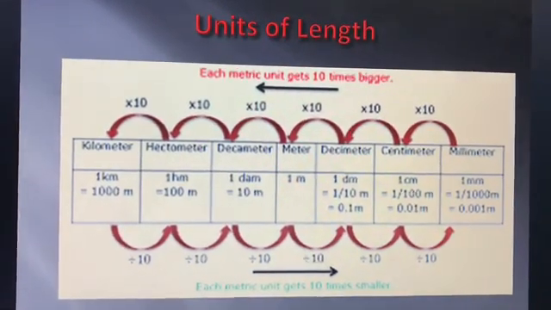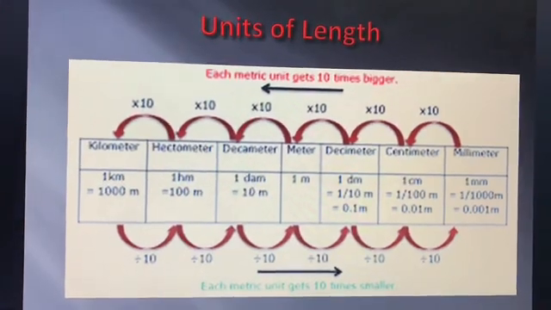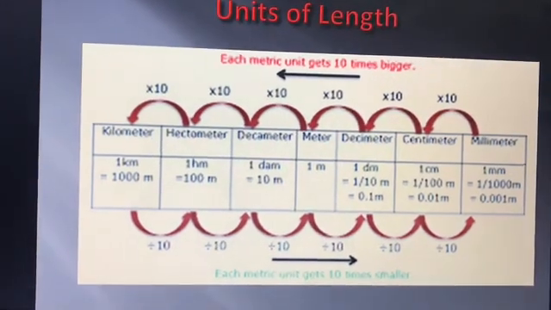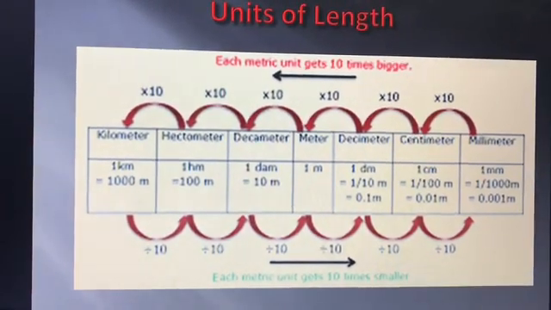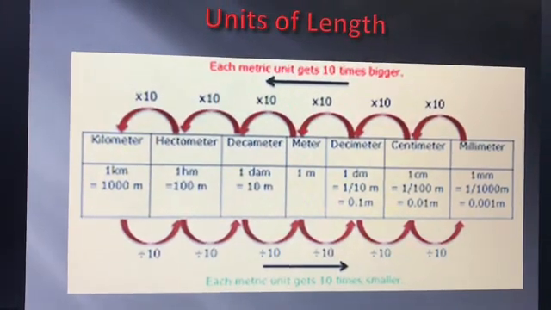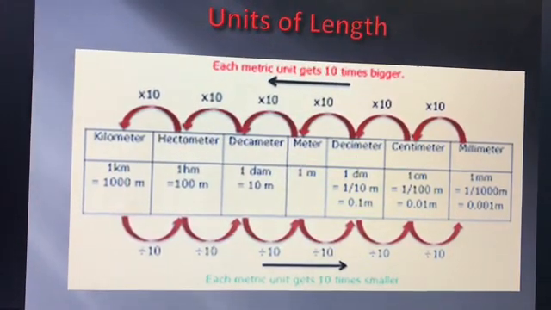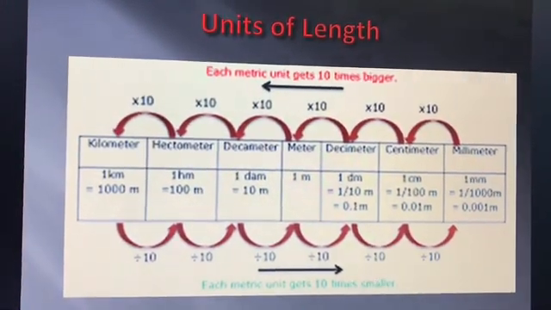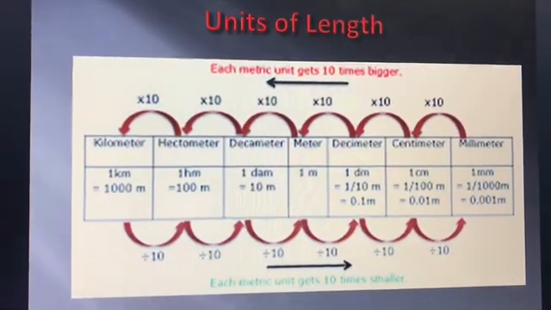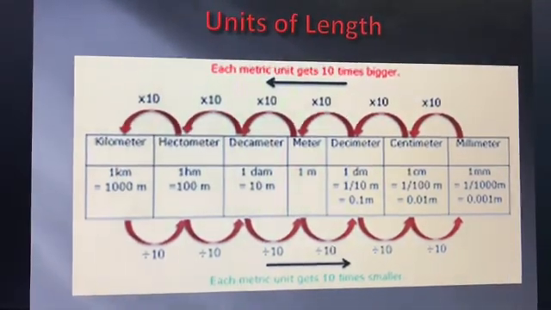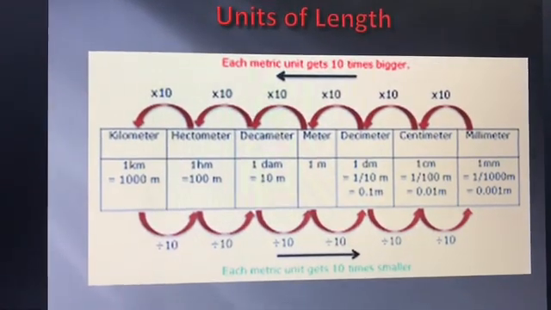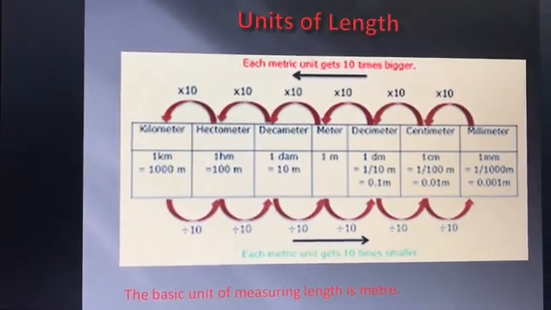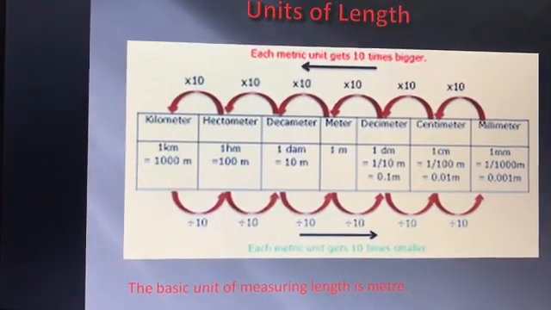When we move from right to left, from one unit to the next, that is from a smaller unit to the next bigger unit, it becomes 10 times bigger. And when we move from left to the right, that is from a bigger unit to the next smaller unit, it becomes 10 times smaller. Depending upon these relations, we convert the units from one to another as we need. Also, the basic unit of measuring length is meter.